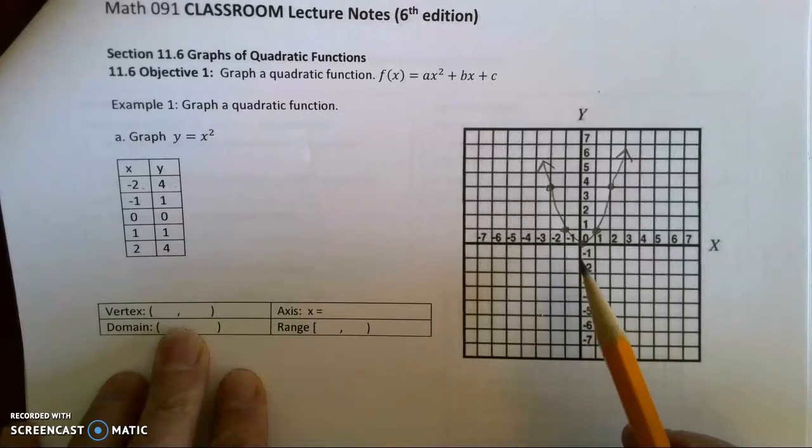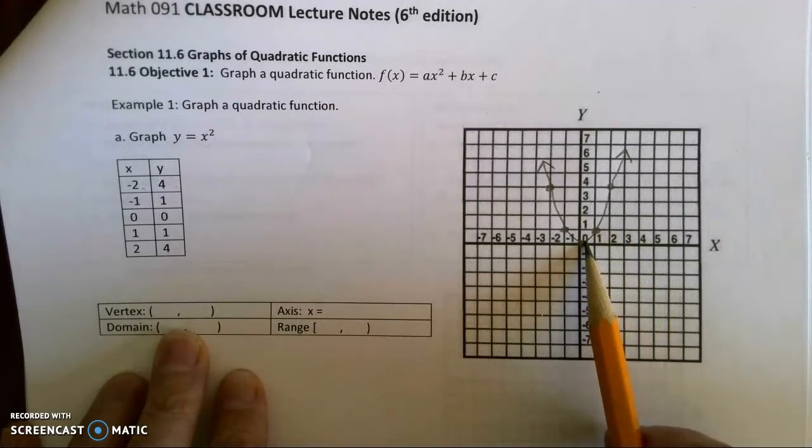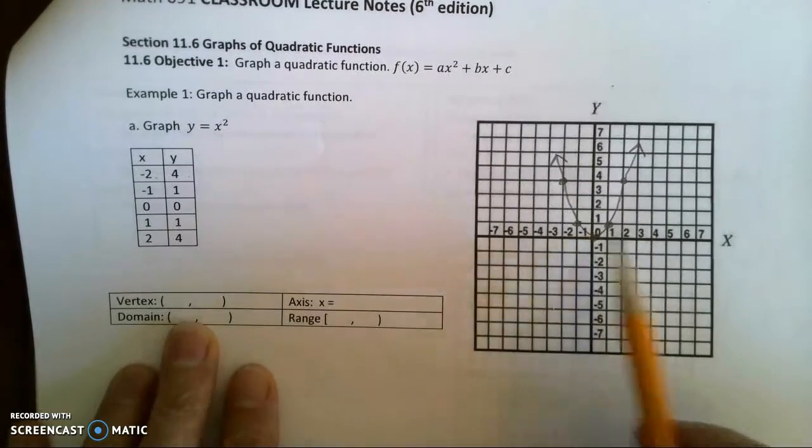One thing we're going to talk about with parabolas is the vertex. Vertex is either the minimum point if it's opening up or a maximum point if it's opening down. We'll look at a couple of those later. But this point right here, the minimum, is called the vertex. And the coordinates for this case would be 0, 0.